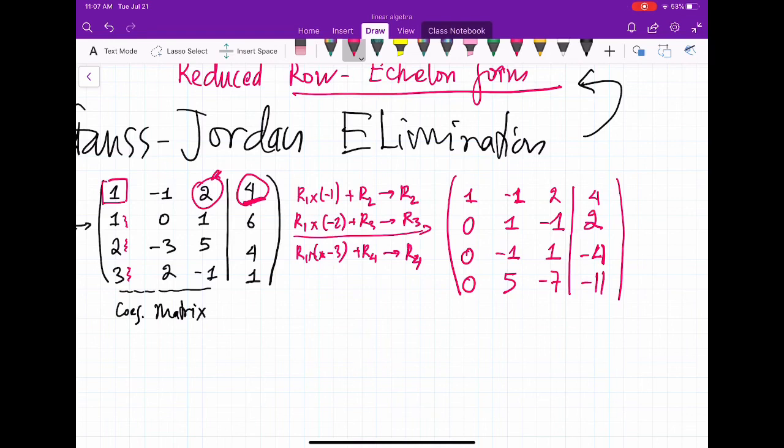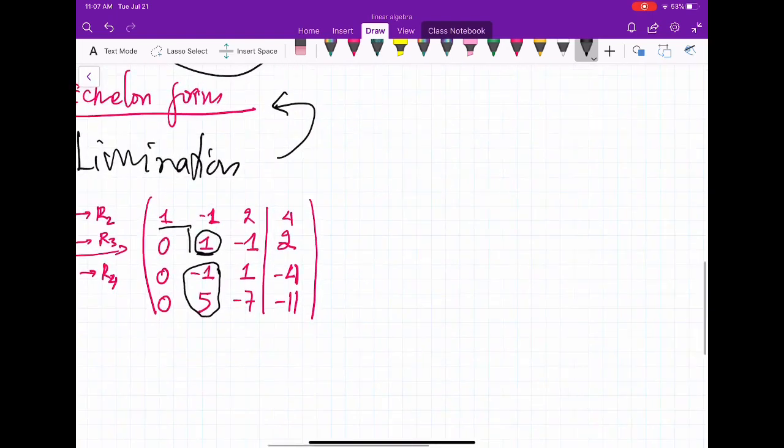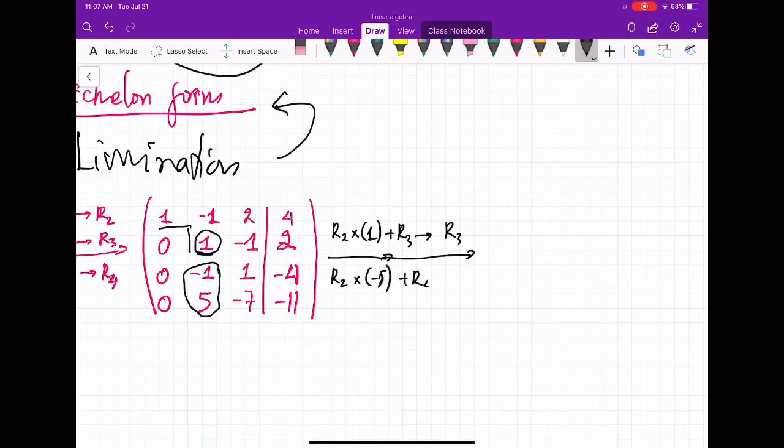Now, let's move to the next leading element. I have the next leading element is right here, which is 1. Okay, I will eliminate these 2 guys. I make them disappear. So I will do the following one. I multiply the second row with the 1, just that, right? Add to the third. Oh, it's pretty easy. Okay, and then I multiply the second row by negative 5, right? And add to the fourth.